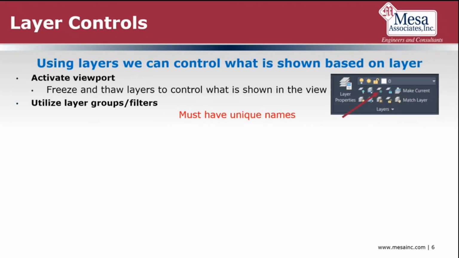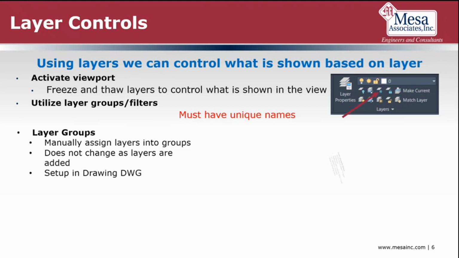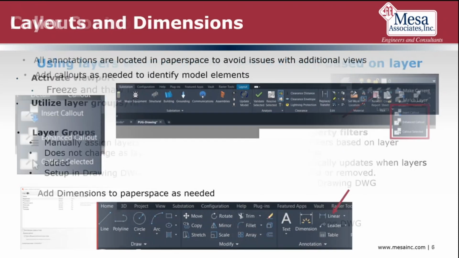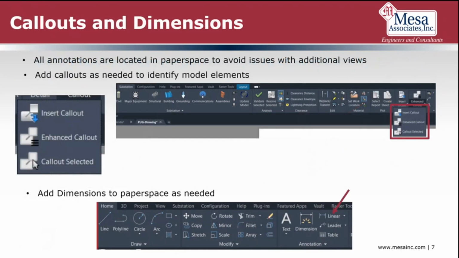And using layer controls, you can either freeze layers individually as you're doing it, or you can set up layer groups or layer states, which is actually easier because you can predefine them in your template. So then you can have preset layer states for structural or foundation, whatever it is that particular drawing is going to be for. And then you start putting in your callouts and your dimensions.